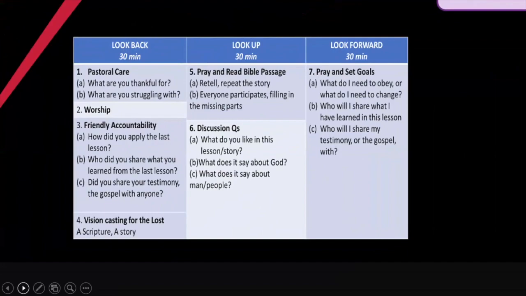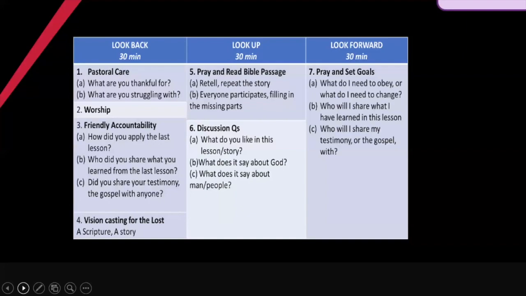Under look back, friendly accountability, it is based on obedience. How did you apply the last lesson? Then the second question is, who did you share what you learned from the last lesson? So not only do we apply, we need to share what we learned from the last lesson. And thirdly, did you share your personal testimony or the gospel with anyone?